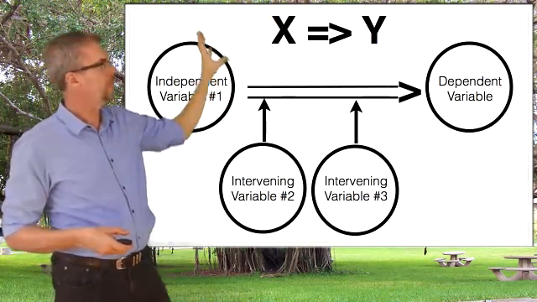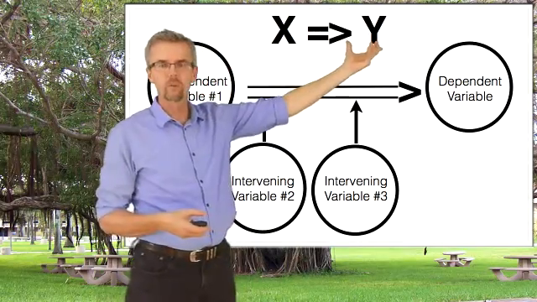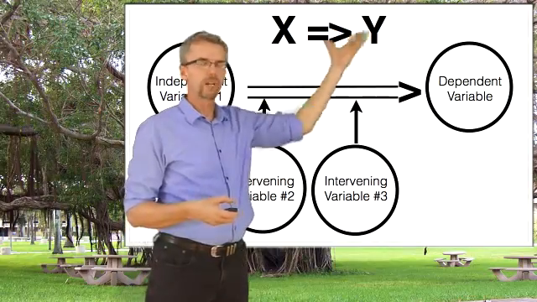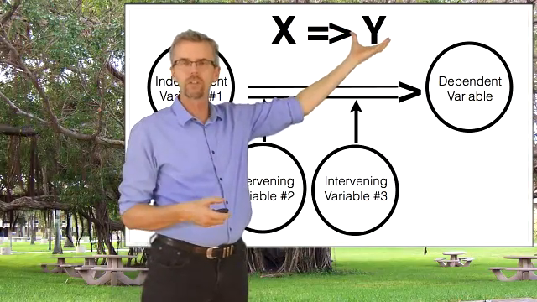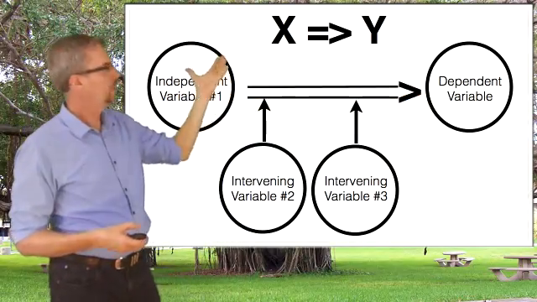is to build on the idea that X is correlated to Y. Somehow, some way, X is correlated to Y. We're not saying X causes Y, but that's what this arrow means. This arrow means that X is somehow correlated to Y. Y being the dependent variable and X being the independent variable.